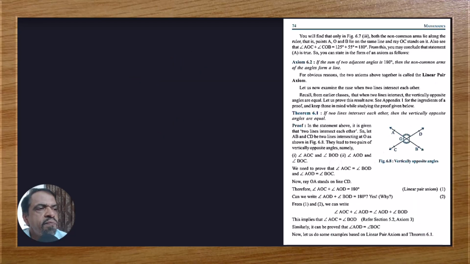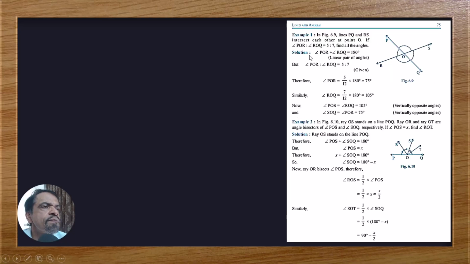And these are very simple concepts. As you know, vertically opposite angles are always equal. Now come to some important examples and questions. See example 1, the ratio based question. In ratio based questions, you have to solve with the ratio property. See, in very simple steps we are solving.